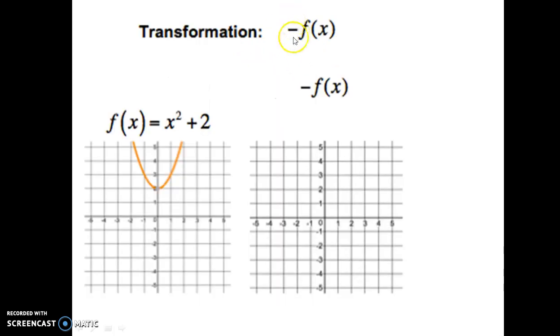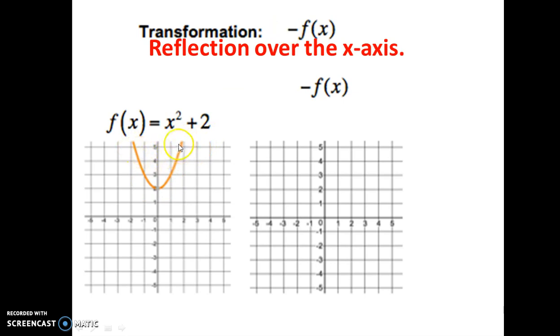All right, next, when you see a negative in front, that's going to be a reflection over the x-axis. Basically, f of x is the same as y, so we're saying take the y values and make them negative. For example, we have this parabola with all these y values. Now take these y values and make them negative. If this one here is at 4, it's going to be at negative 4, and this one's at 2, it's going to be at negative 2. So all these y values being flipped down there, it's a reflection over the x-axis.